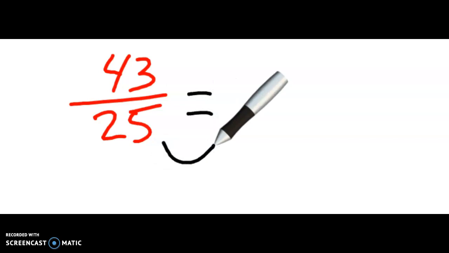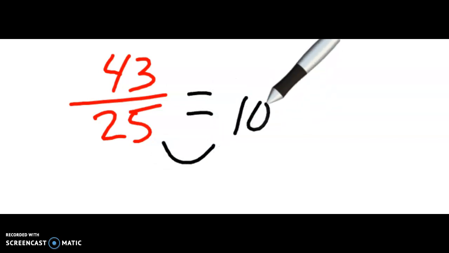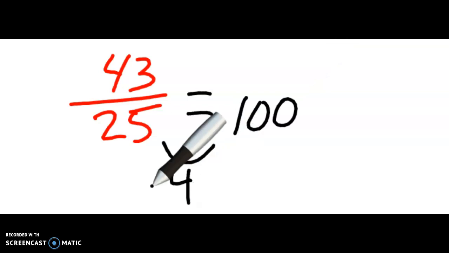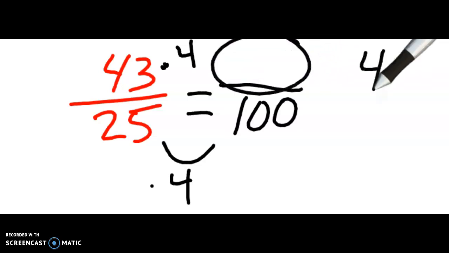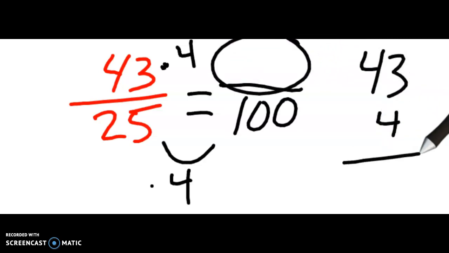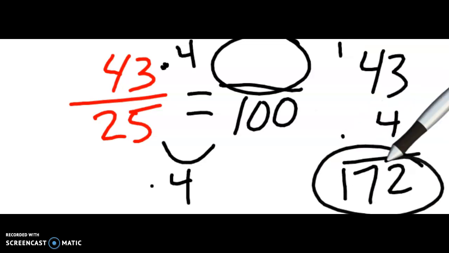So how do we get from 25 to 100? We multiply. This time, instead of dividing by 4, we're going to multiply by 4. That means we have to multiply the 43 also by 4, and that's going to give us our answer. So we take our 43 and multiply it by 4. 4 times 3 is 12. 4 times 4 is 16, plus 1 is 17, and our answer is 172.